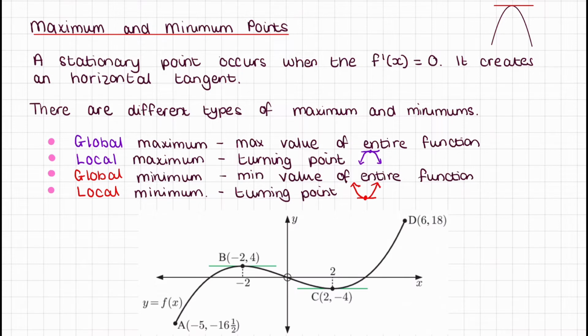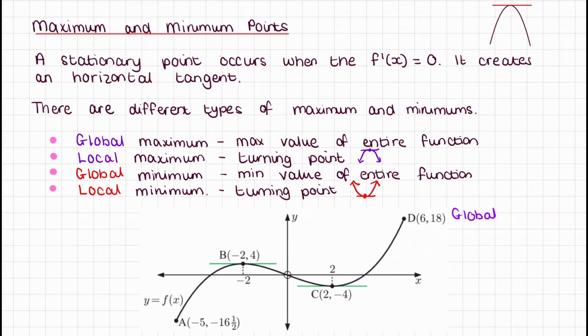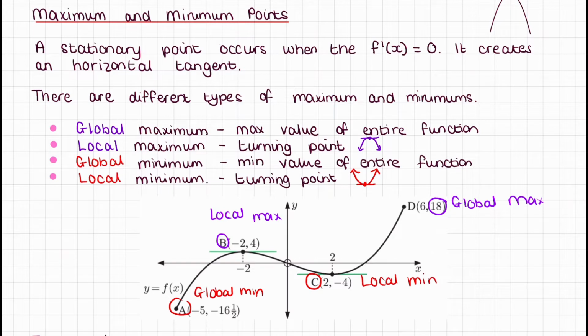So on this graph here, if we're looking for the global and local maximums and minimums, the global maximum is the maximum value of the entire function, which would be point D, because the largest y value is 18 on this whole function. Our local maximum would be when we're looking at a maximum turning point, which would be B. With our global minimum, our lowest possible point on this graph, which is point A. And then our local minimum is any turning point that is a happy face, because it's a minimum, and that would be point C. Okay, so that's just what global and local mean.